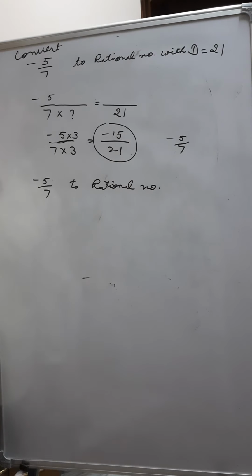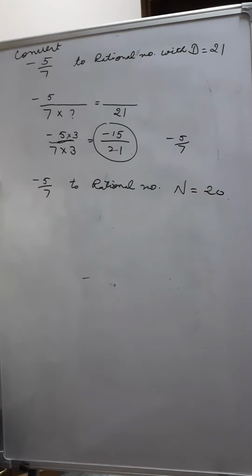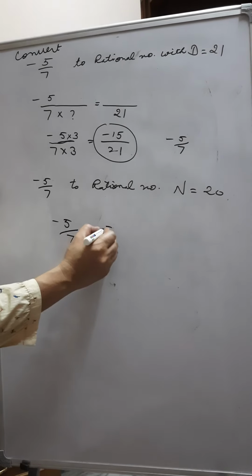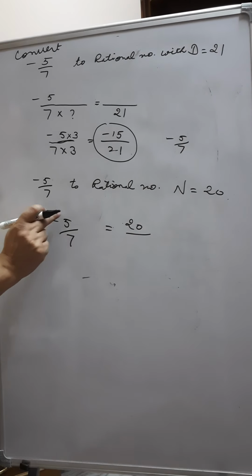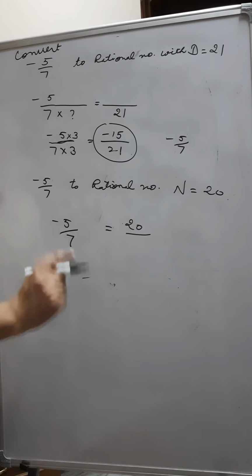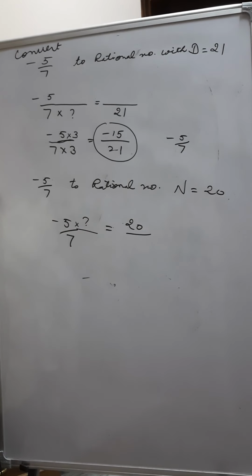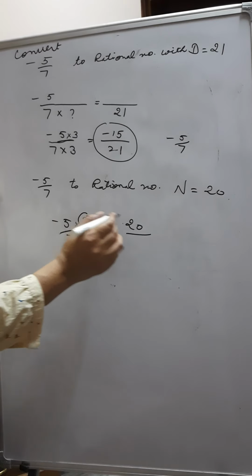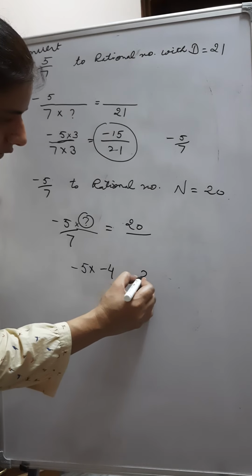Convert minus 5 over 7 to a rational number with the numerator 20. Minus 5 over 7 is given, and in the answer you are required to have 20 in the numerator. Minus 5 is multiplied by which number to get 20? Minus 5 is multiplied by minus 4 to get 20.